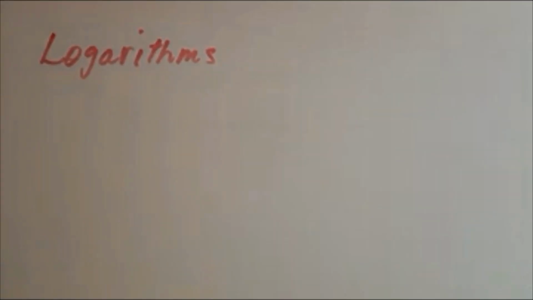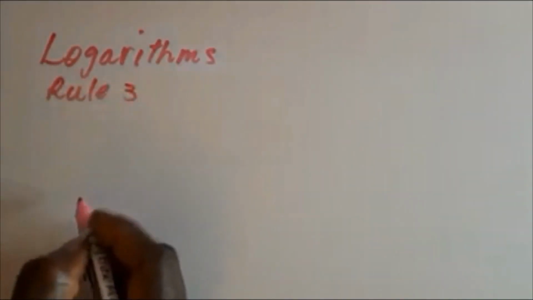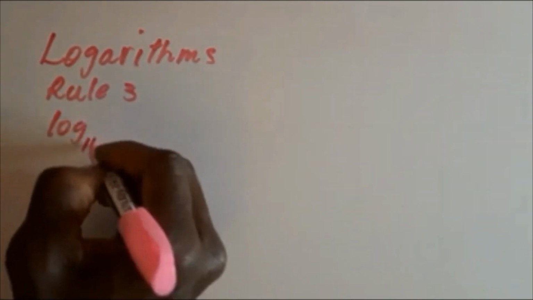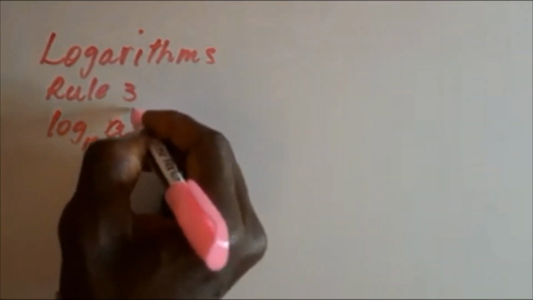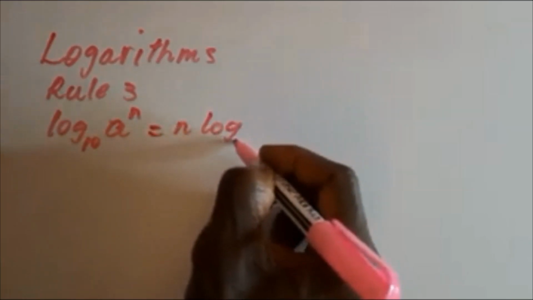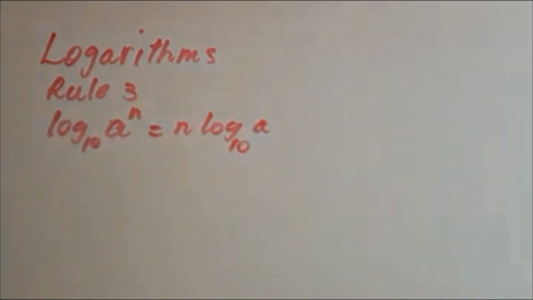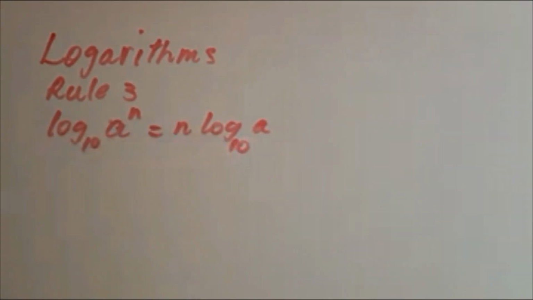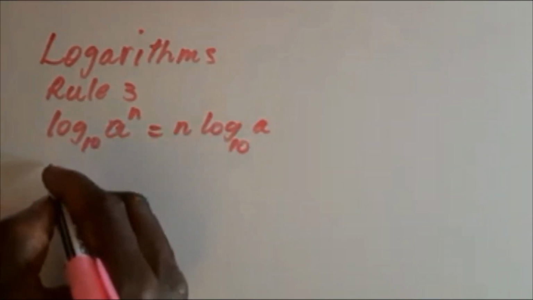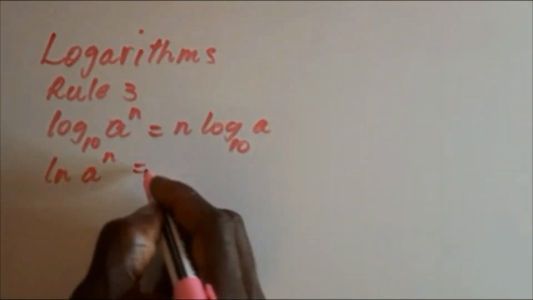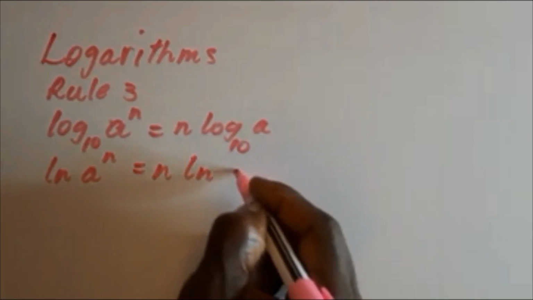In this video we'll talk about rule 3 of logarithms. And this states, and this is a very important rule, log to the base 10 of a raised to the power of n is equal to n log 10 of a. So that power becomes a multiplier of the log. And we also have ln of a raised to the power n is equal to n ln a.